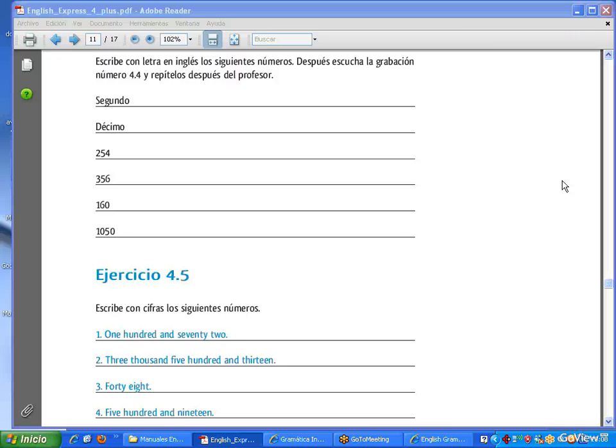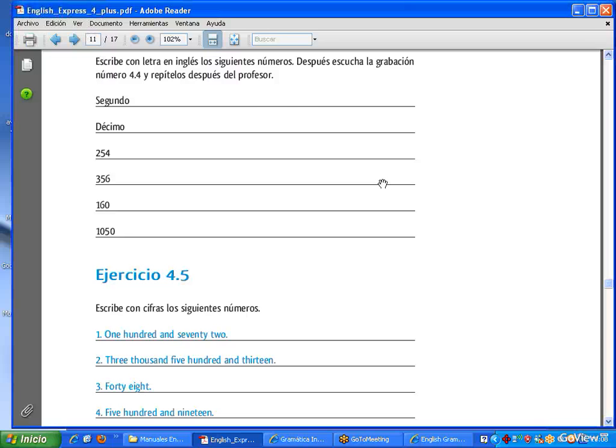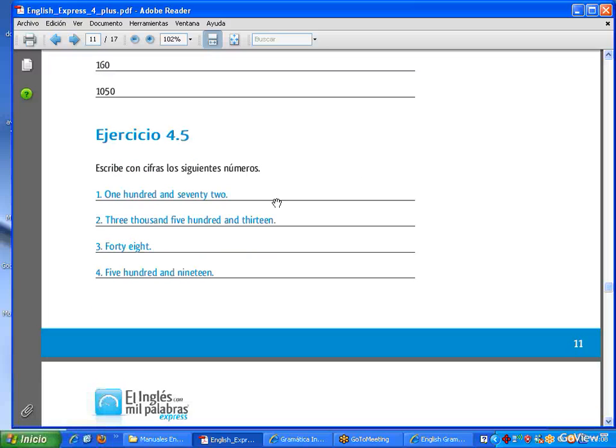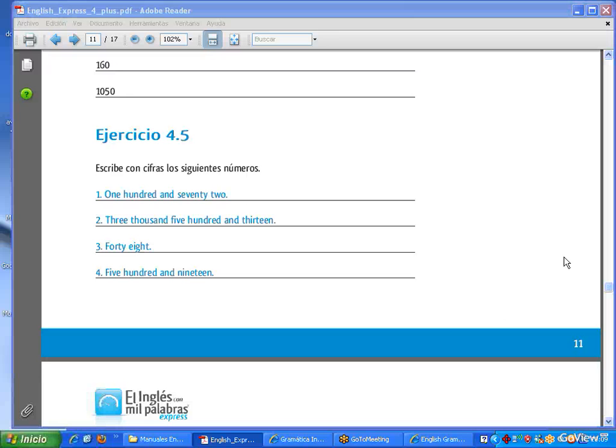Now you have to do the same in English, and you have to translate these to Spanish, okay? Or with the numbers: 172. That's very easy. Okay, 3,513. How would we write that in numbers? 3,513. Like that. Okay.